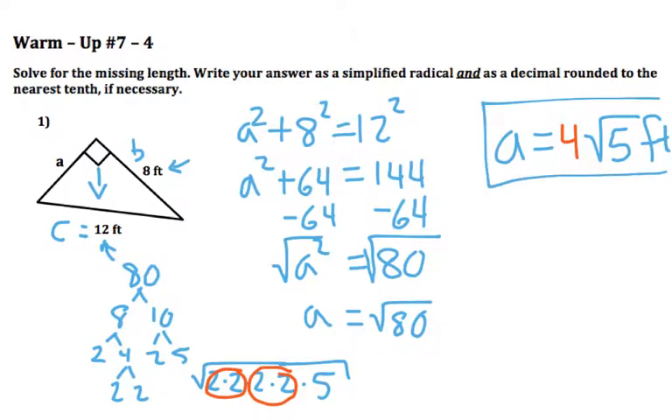Now we're going to find our approximation by just typing the square root of 80 into our calculator. So square root of 80, which gives us approximately 8.9 feet, because it was 8.94 and we round down to the 8.9.